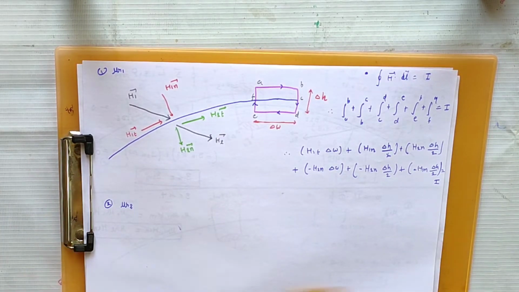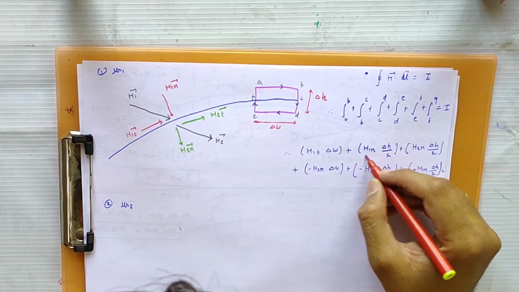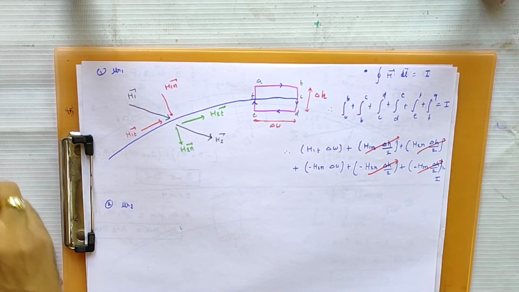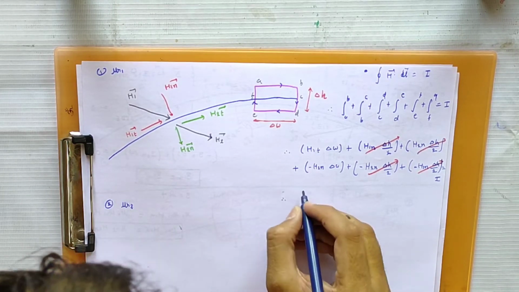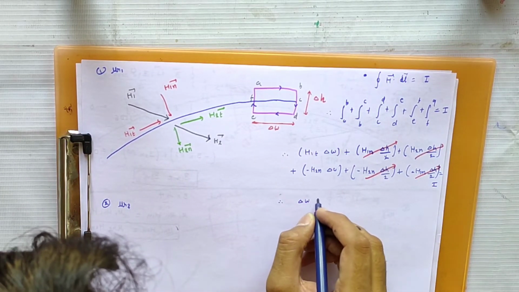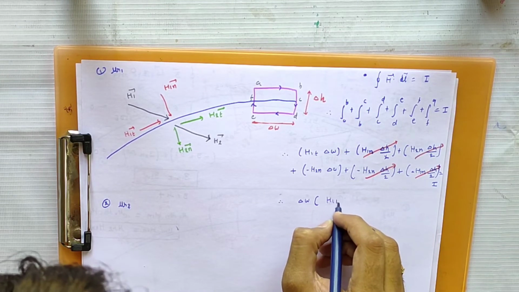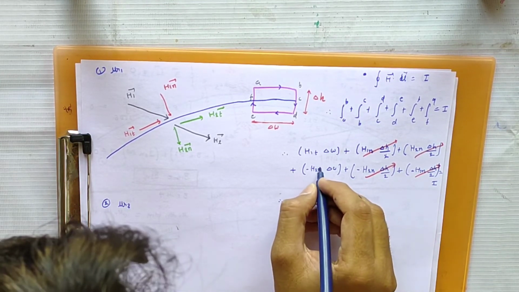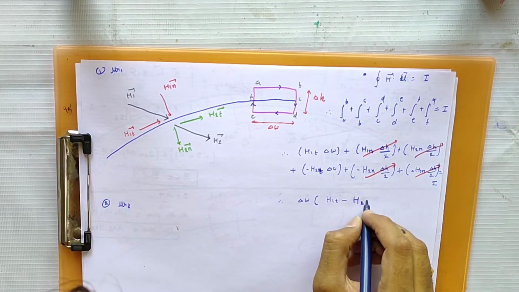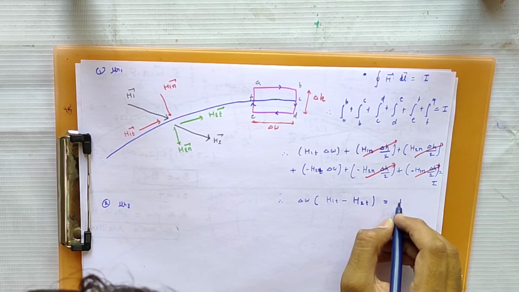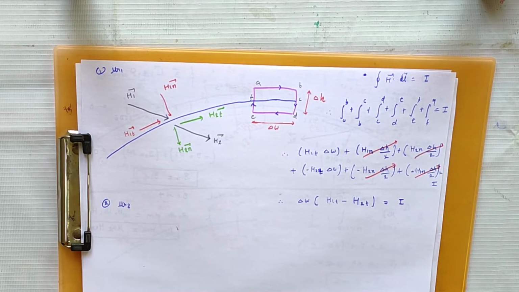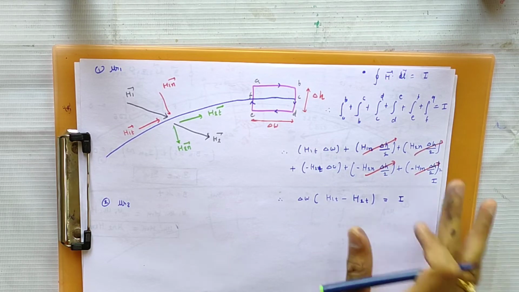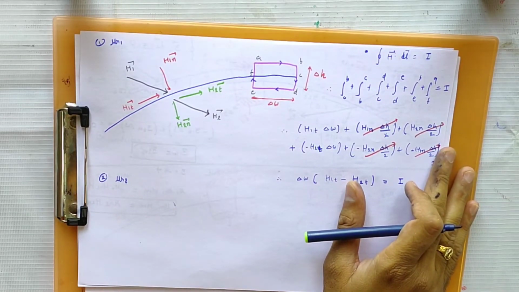The total current I enclosed. Which parts are cancelled out? These parts are totally cancelled out. So we can write delta W H1t minus H2t is equal to I. So delta W into H1t minus H2t is equal to I. I means the total current enclosed.